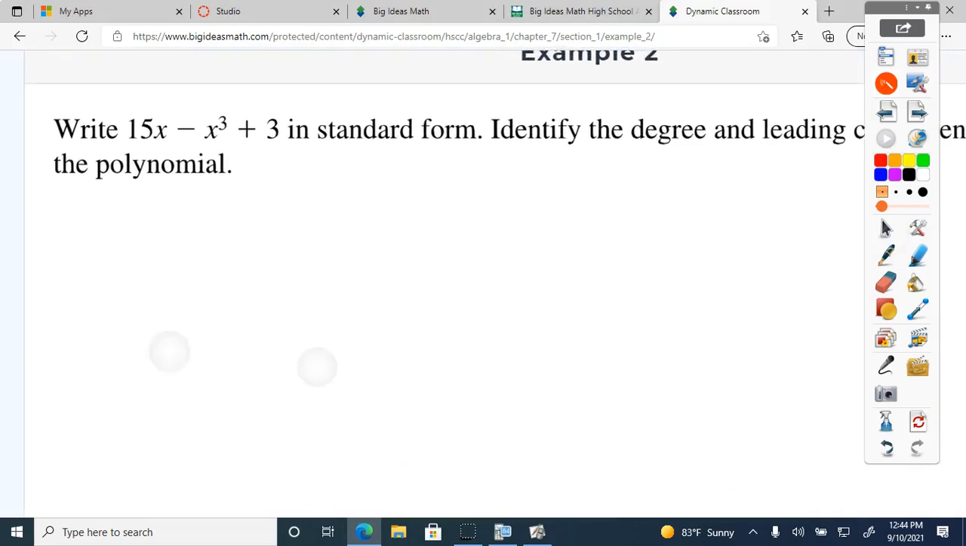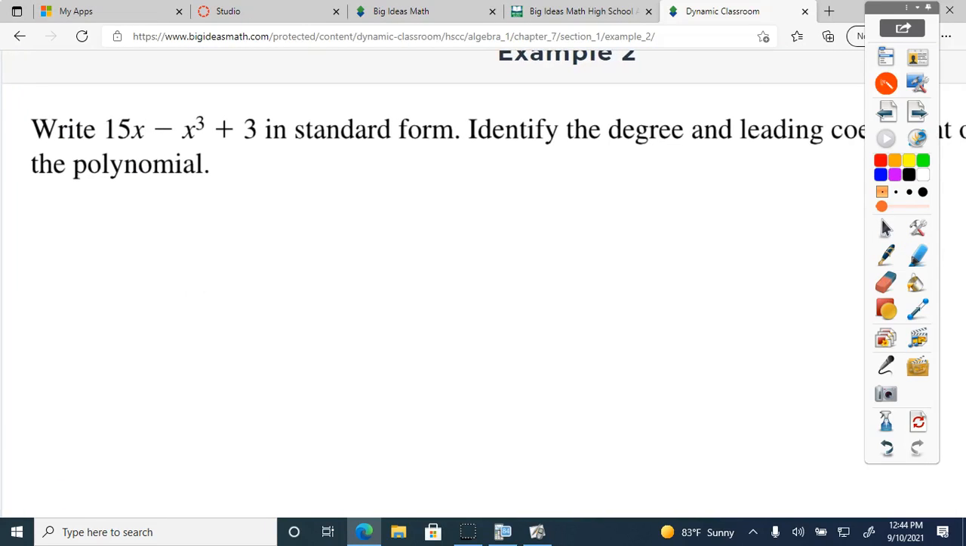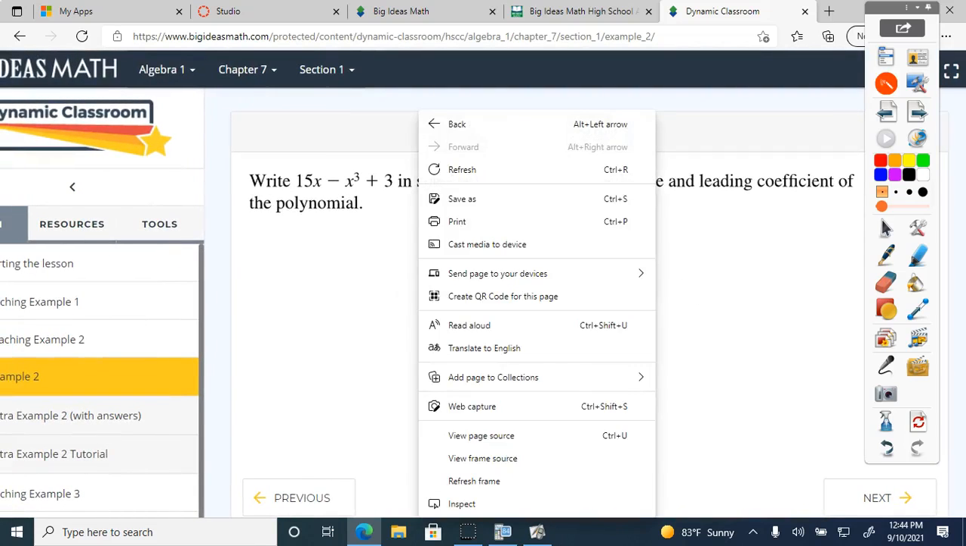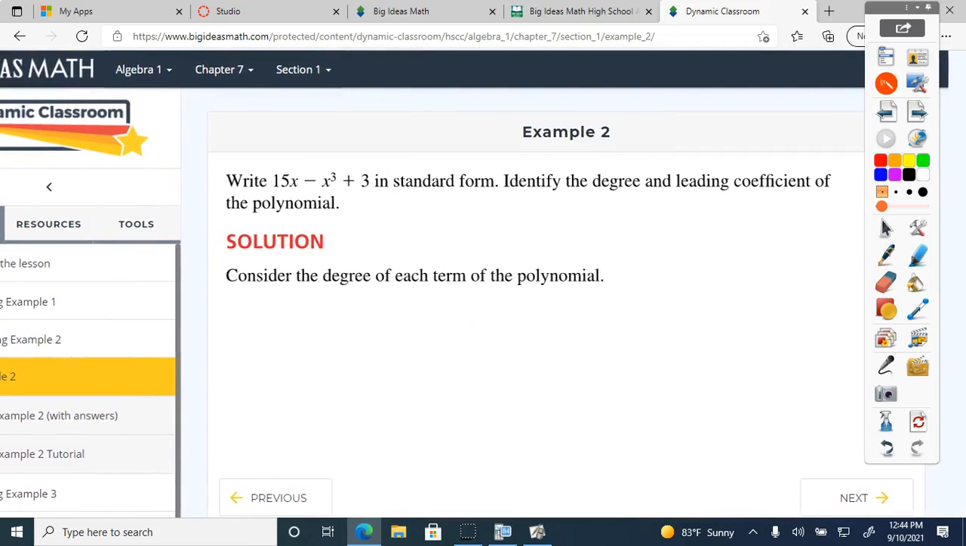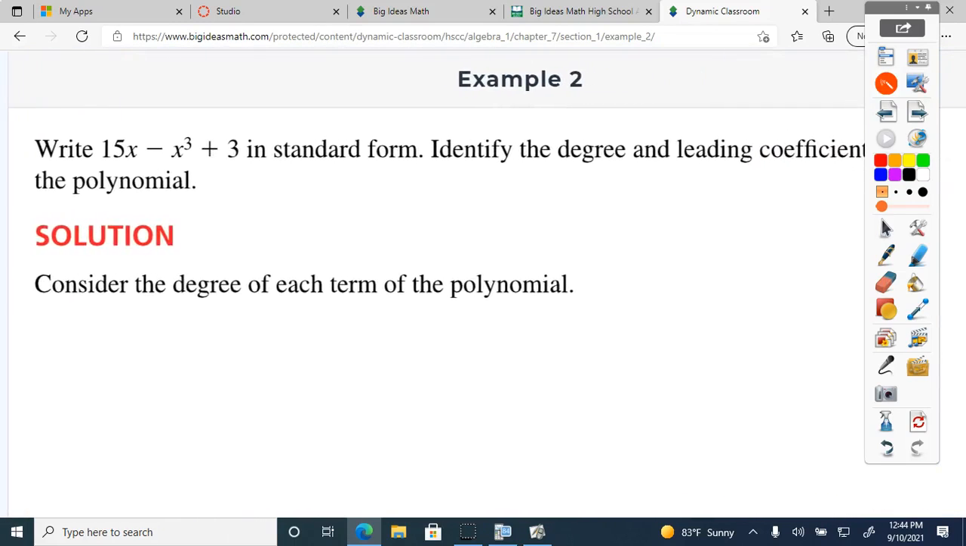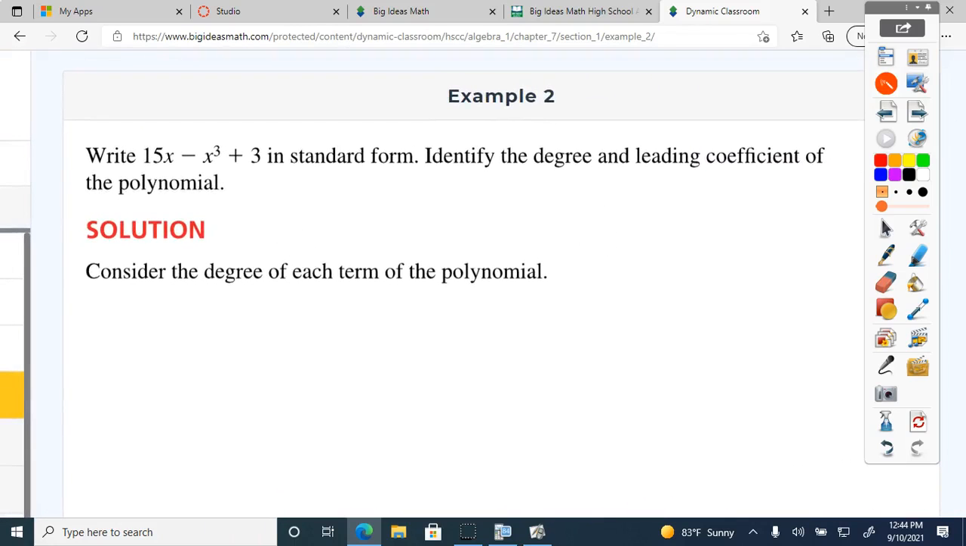It says write 15x minus x cubed plus 3 in standard form, and we need to identify. Why is it not moving over? There we go. All right. It says write 15x minus x to the third plus 3 in standard form. Identify the degree and leading coefficient of the polynomial.